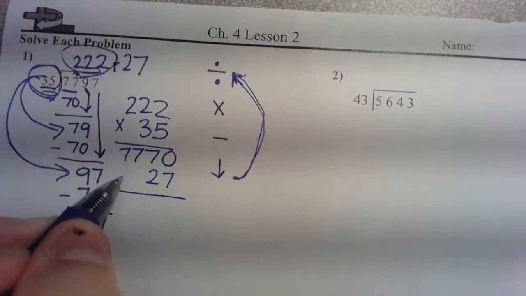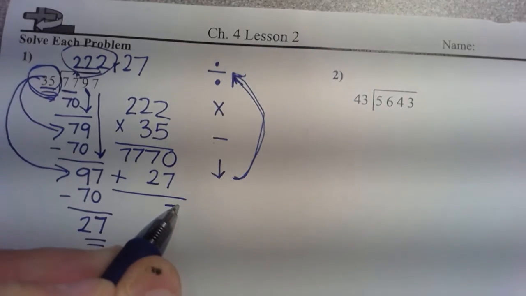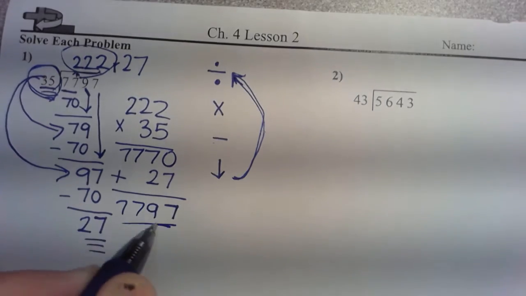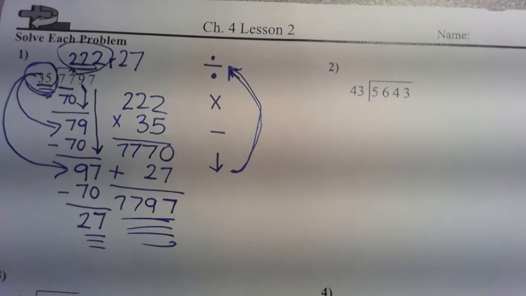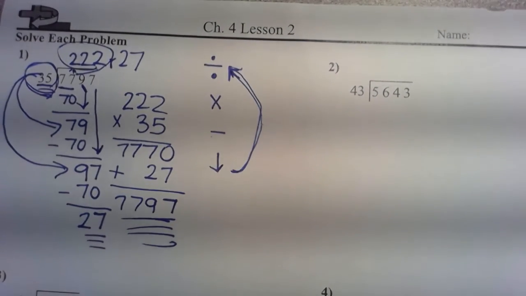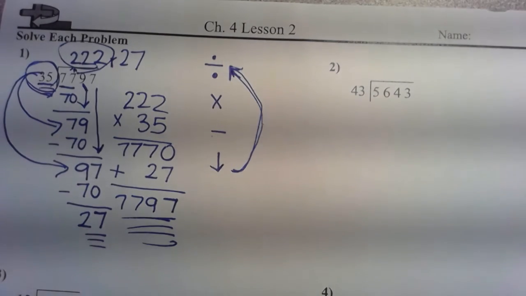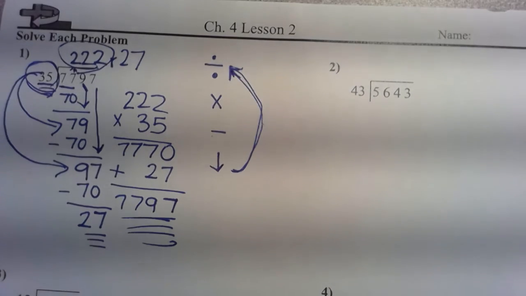So what I got to do with the remainder is add it. So what's 7 plus 0? 7 plus 2? So look, it checks. 7797, 7797, we're done. Okay. So, like I said, the process is the same. So I'm going to cover that up now. I wasn't done writing it.